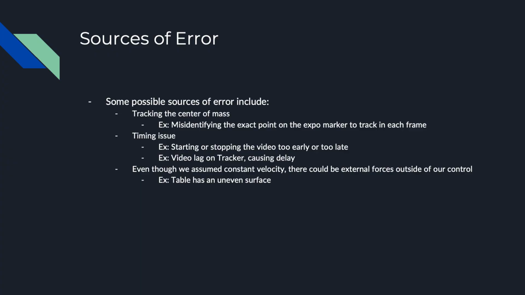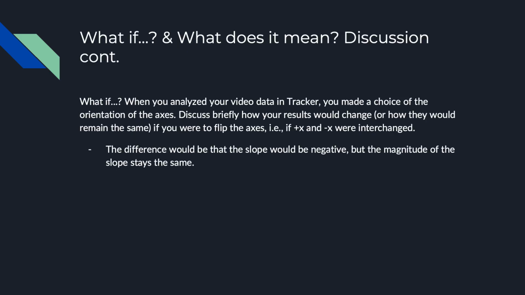So now we have sources of error. Some possible sources of error include tracking the center of mass, for example, misidentifying the exact point on the Expo marker to track in each frame. Another possible source would be timing issues, for example, starting or stopping the video too early or too late, and also video lag on Tracker, which causes delays. And even though we assumed constant velocity, there could be external forces outside of our control. For example, the table that we used had an uneven surface.